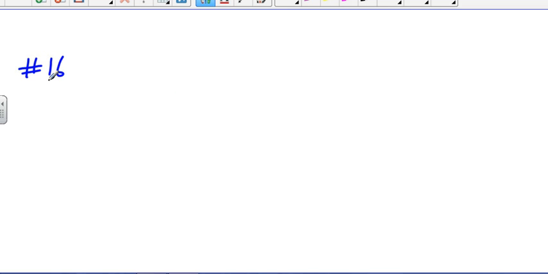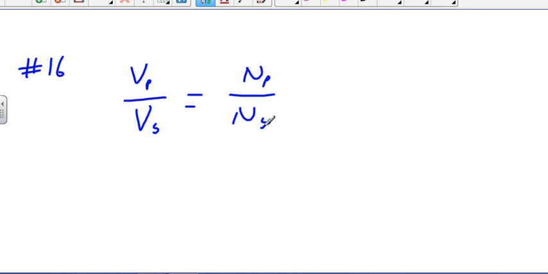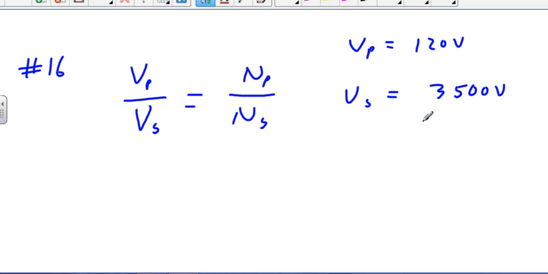Okay. So the voltage in the primary over the voltage in the secondary is equal to the turns in the primary divided by the turns in the secondary. So this is a transformer problem. And we know that the voltage in the primary is 120 volts because it tells us so. And the voltage in the secondary is 3,500 volts.